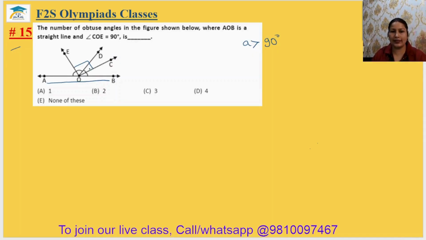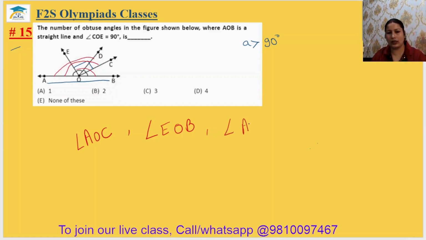Okay? So see, it is 90 degree. So definitely this will be more than 90 degree. Angle AOC will be obtuse angle. Okay. Now angle EOB, this angle will be more than 90 degree. Okay. Now the angle EOC is this, and angle AOD, it will also be an obtuse angle. So we can say there can be 3 obtuse angles. So 15th answer will be option C.